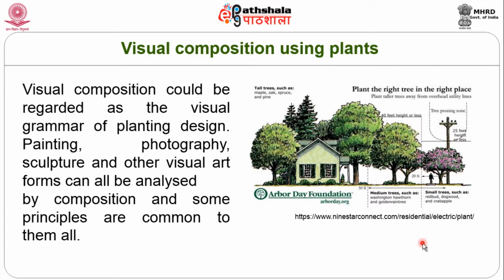and painting, photography, sculpture and other visual art forms can be analyzed by composition, and some principles are common to all. So, we see that a lot of these principles are very common in all of these, in terms like balance or harmony. It could also play a very significant and important role in a particular kind of visual art, like photography or even painting as such.